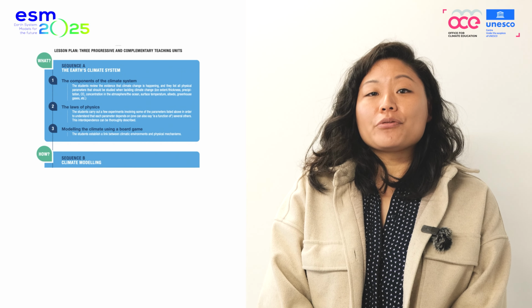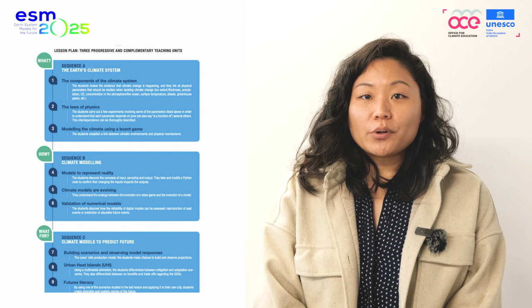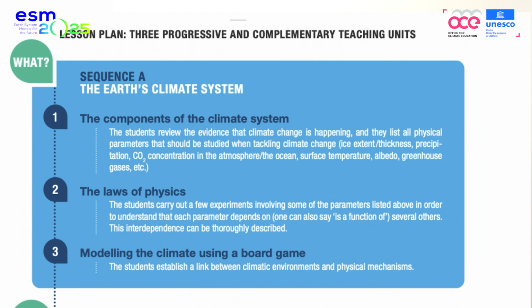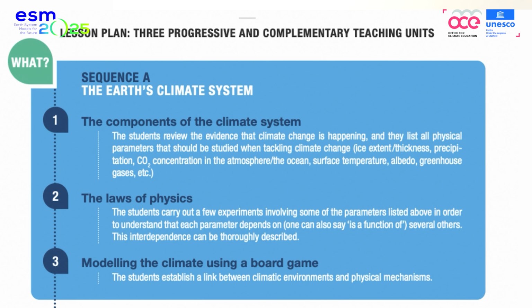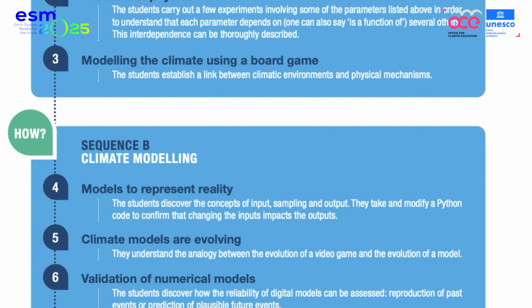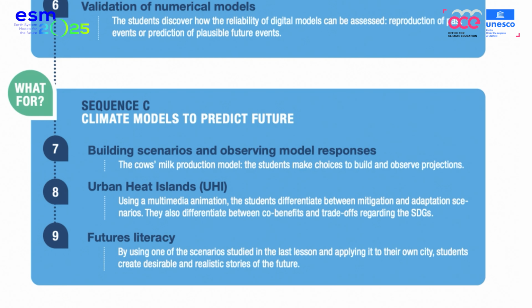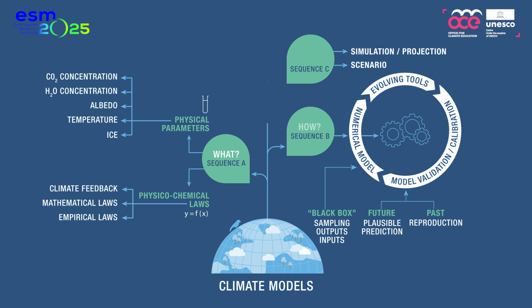The handbook is made of 3 progressive sequences, each exploring a different angle: what, how, and why. Sequence A looks at the Earth's climate system. Sequence B focuses on climate modeling, and Sequence C zeroes in on how climate models are used to predict the future. Each sequence includes a series of engaging activities that follow a logical progression.